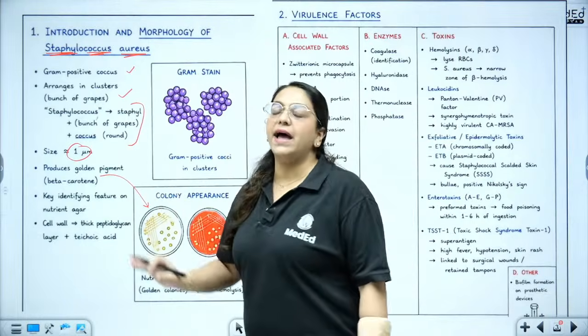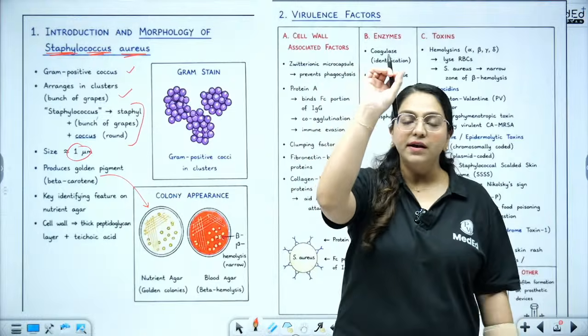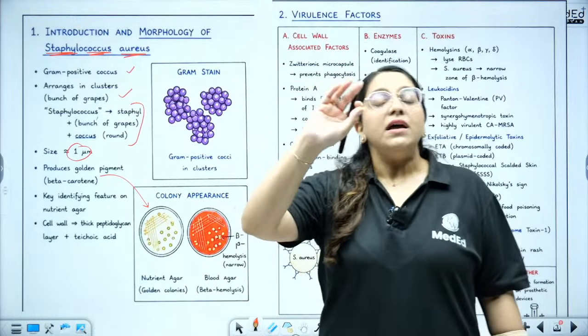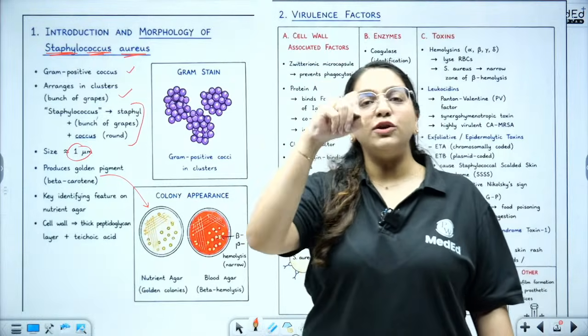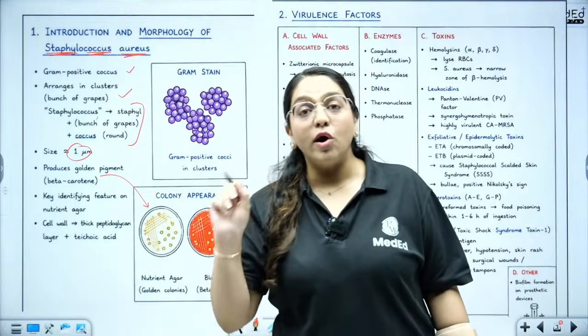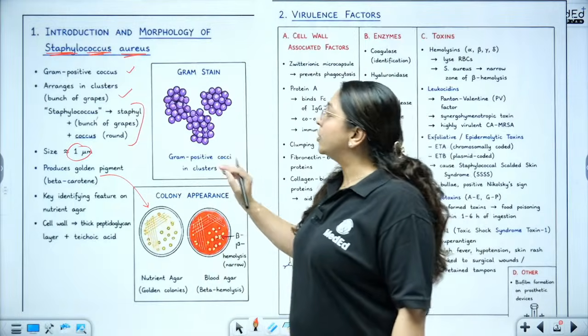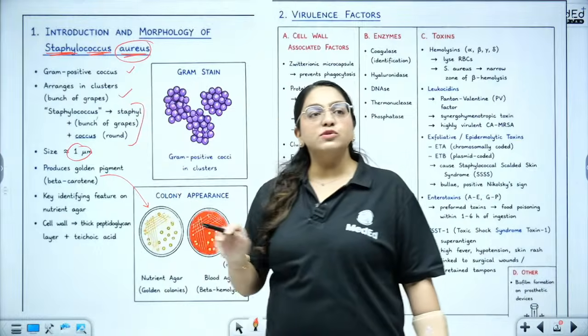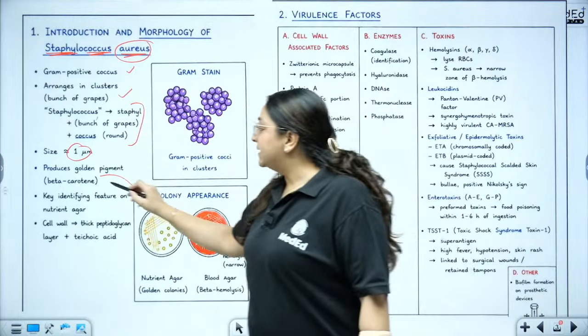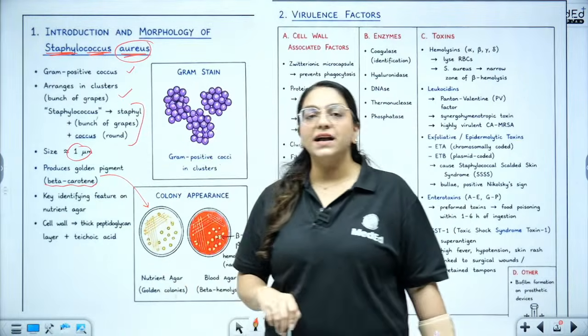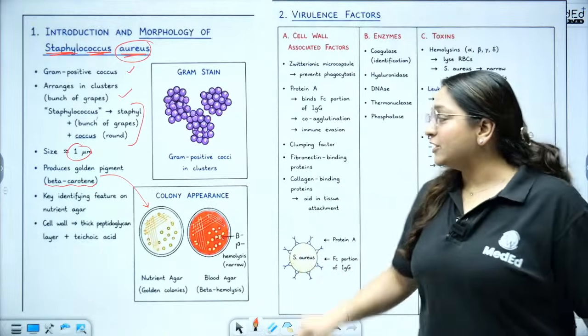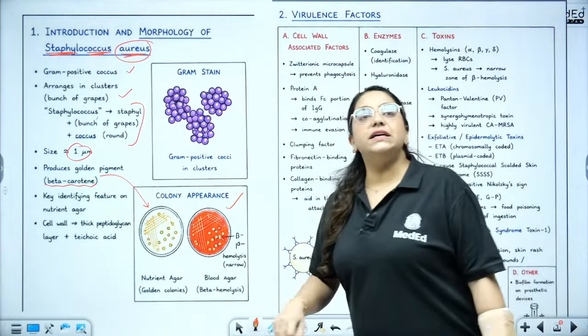So make a quick diagram. Just make a small, light yellow colored agar plate, and then put bright golden or bright yellow colonies on it, saying that this is the aureus or the golden pigment produced by Staphylococcus, which is the beta carotene pigment. Beta carotene pigment, yes.